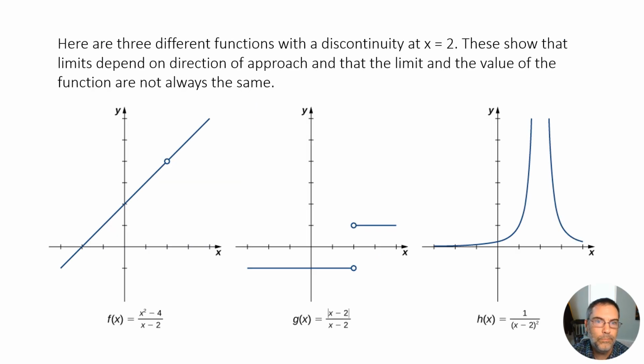Okay, so here are 3 different functions where we can think about the limits at critical points. So here at x equals 2, again, same issue where you can't divide by 0.